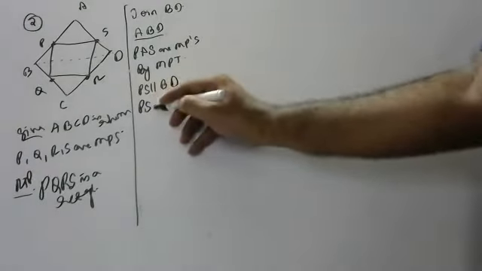In the same way, in triangle CBD, Q and R are midpoints. When Q and R are midpoints, QR is parallel to BD and QR is half of BD, by the midpoint theorem. You should write by midpoint theorem. If you don't write it, marks gone, children.